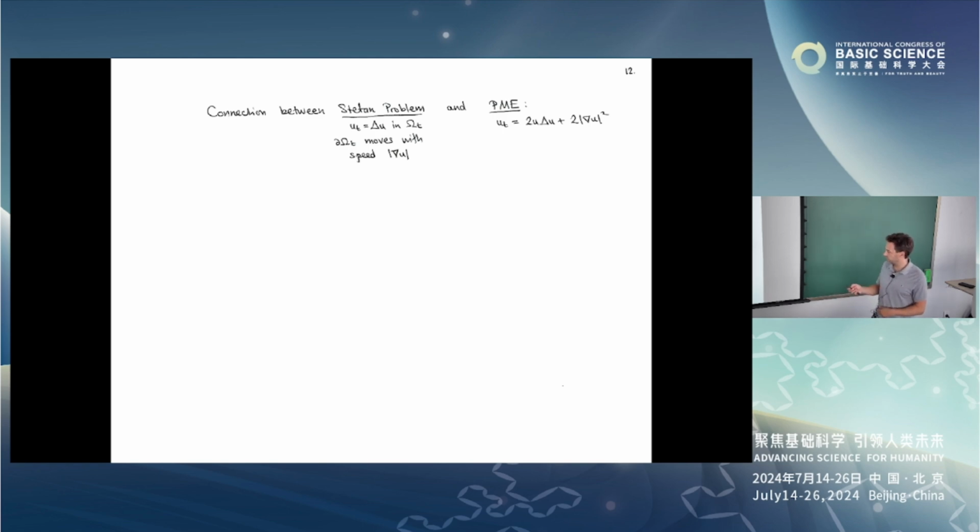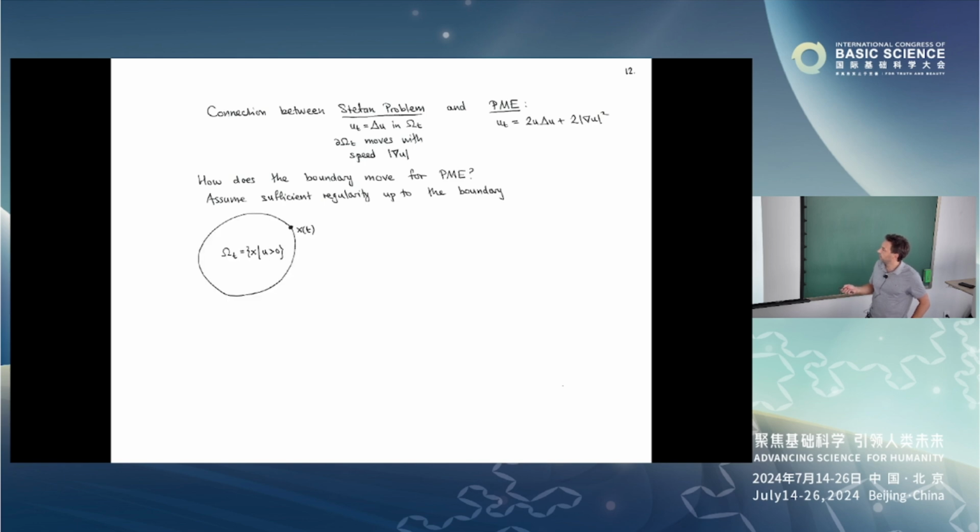So that's the equation for the porous medium equation. How does the boundary move in the porous medium equation? This is a simple calculation. I'm just going to assume we have enough regularity so that I can do a formal calculation, not worry about smoothness and so on. Suppose I have some point on the boundary of capital omega t. Let me call it x of t. Now I want to ask, how does x of t move in time?